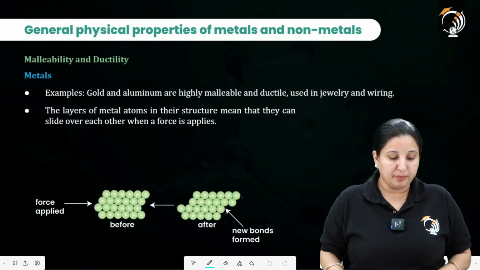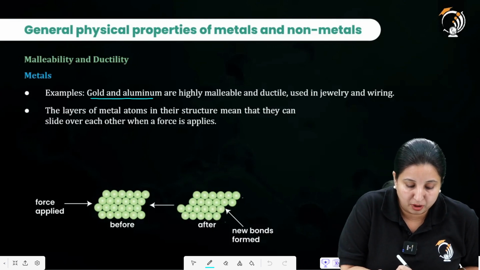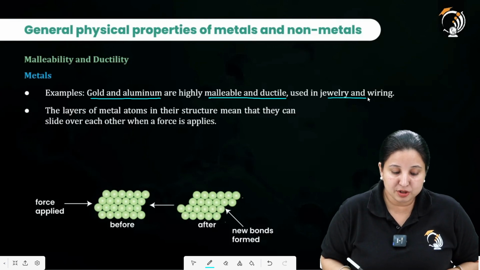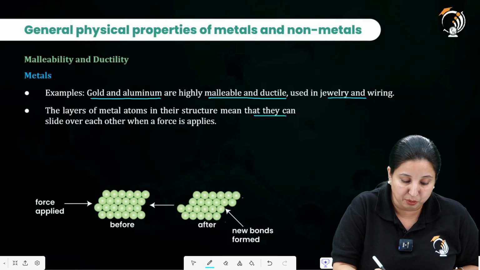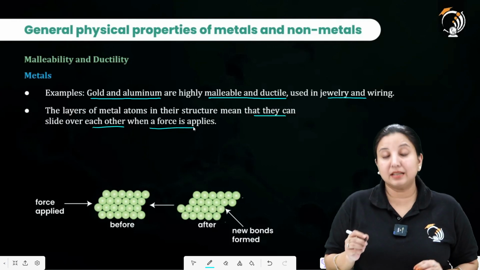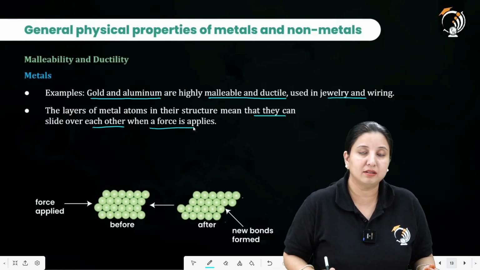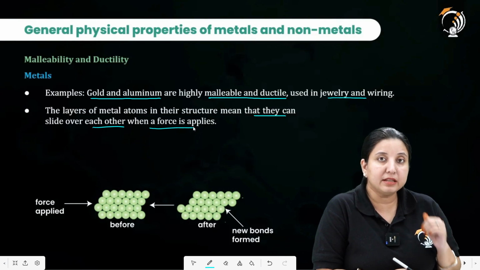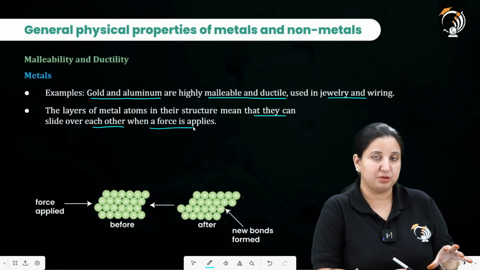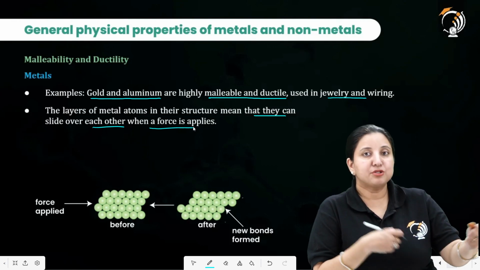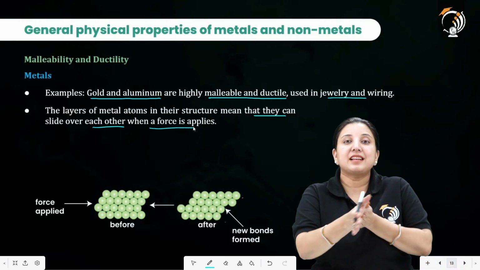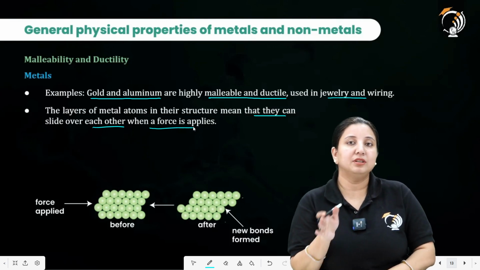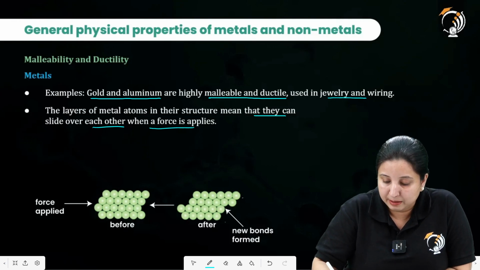Now coming to the metals. For example, gold and aluminium are highly malleable and ductile, used in jewelry and wiring. The layers of metal atoms in their structure can slide over each other when force is applied. What is the reason behind the malleability and ductility of metals? When you apply force, by hammering it or stretching it into thin wires, they have a slide-over structure. The electrons there can just slide over, because they are free electrons. Because of that slide-over structure, these two properties exist in metals.